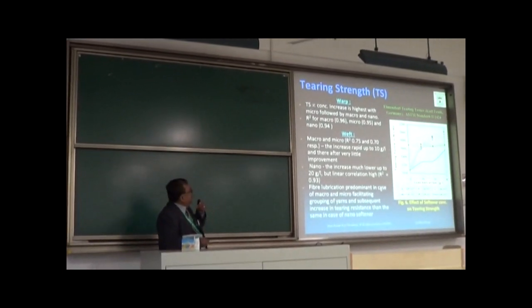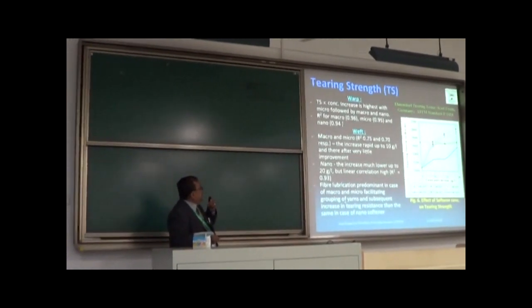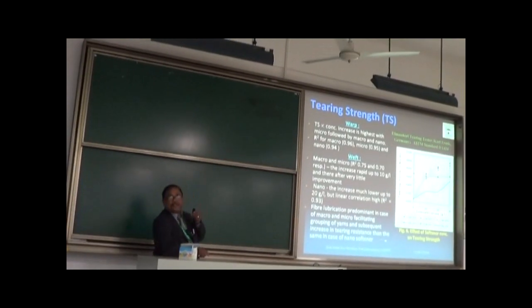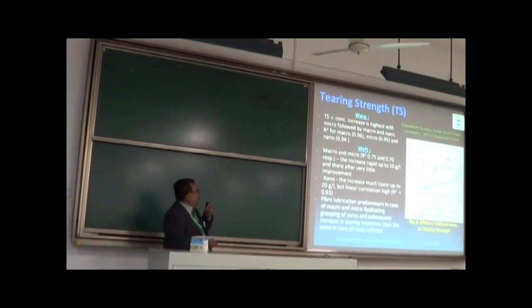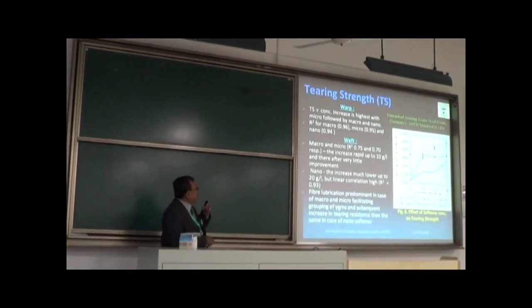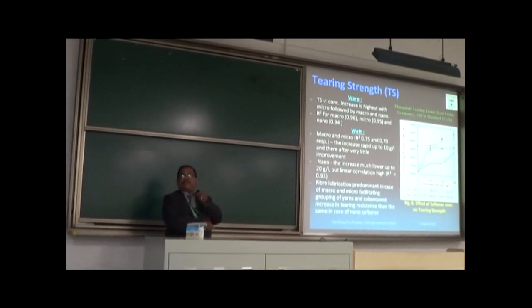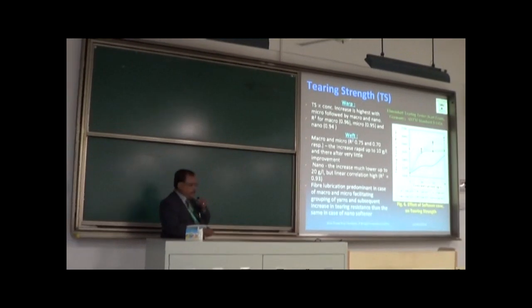So fiber application is predominant in case of micro, facilitating grouping of yarn and subsequent increase in tearing strength. Then the same in case of nano. In case of macro, they give much fiber lubrication, but nano could not give much lubrication because it penetrated inside. So there is not much significant change in nano.